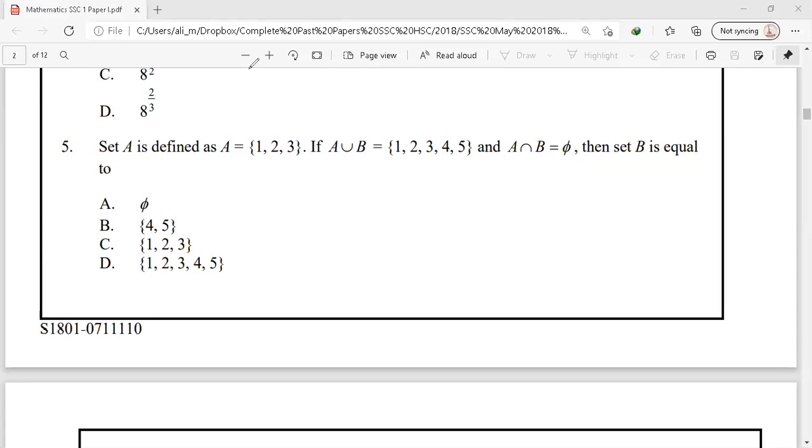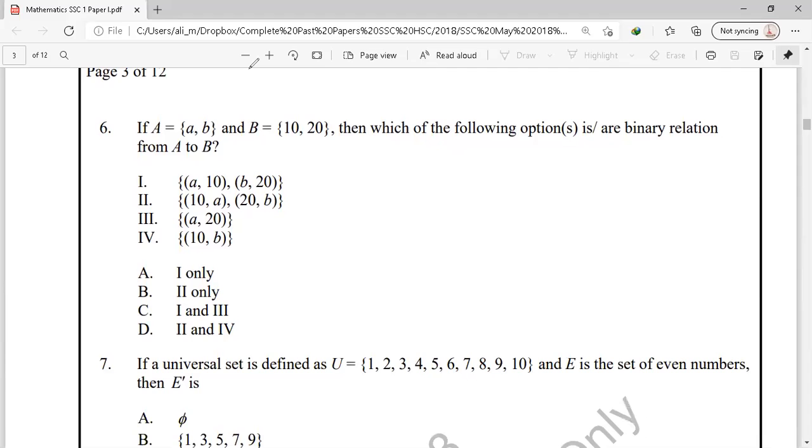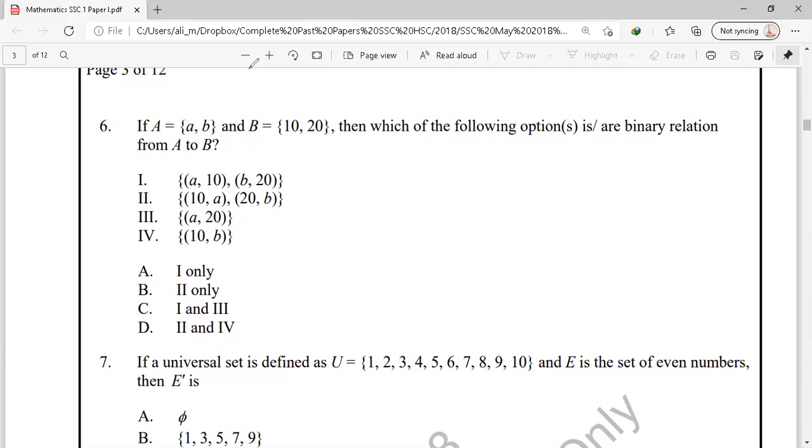So let's see question number 6. In question number 6, we have two sets A and B. Then which of the following is a binary relation from A to B? So from A to B we have to find the binary relation.